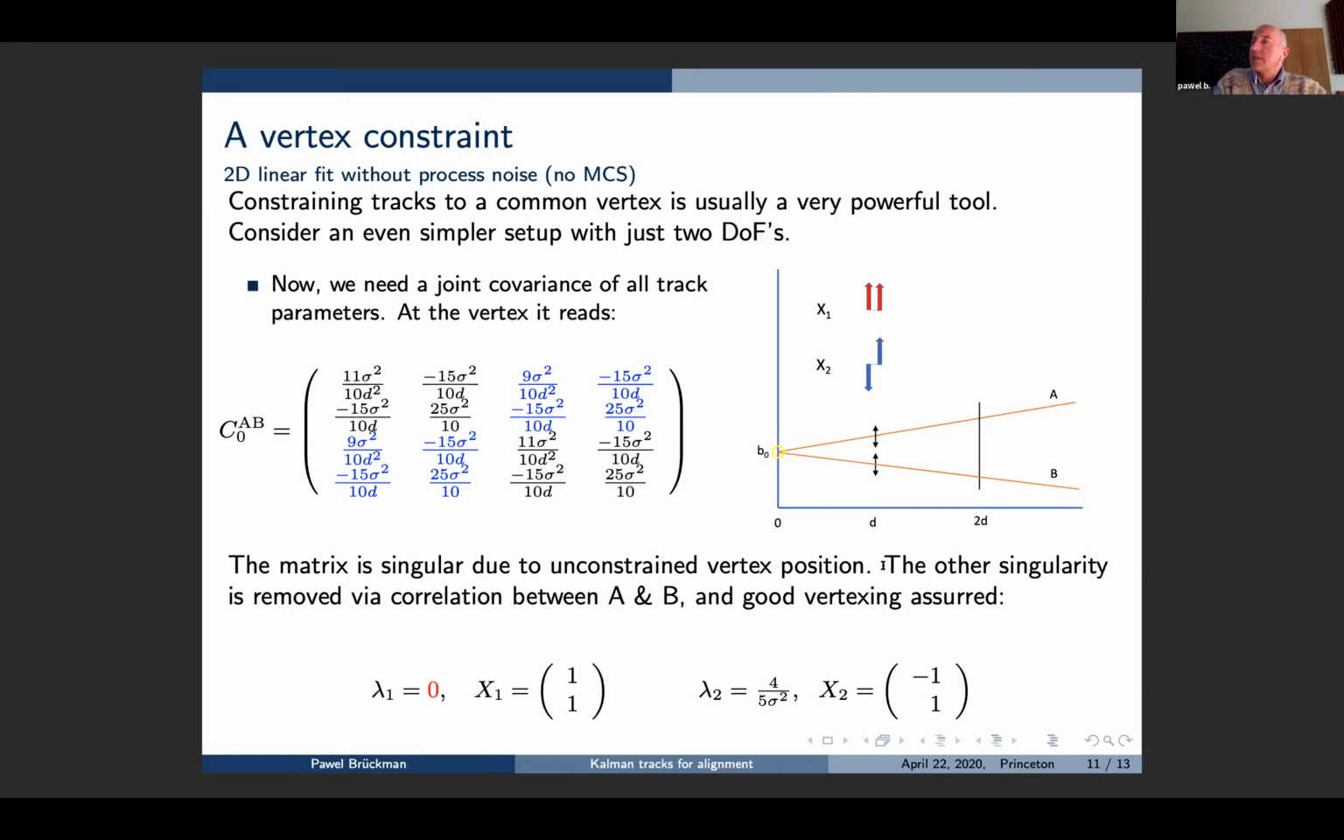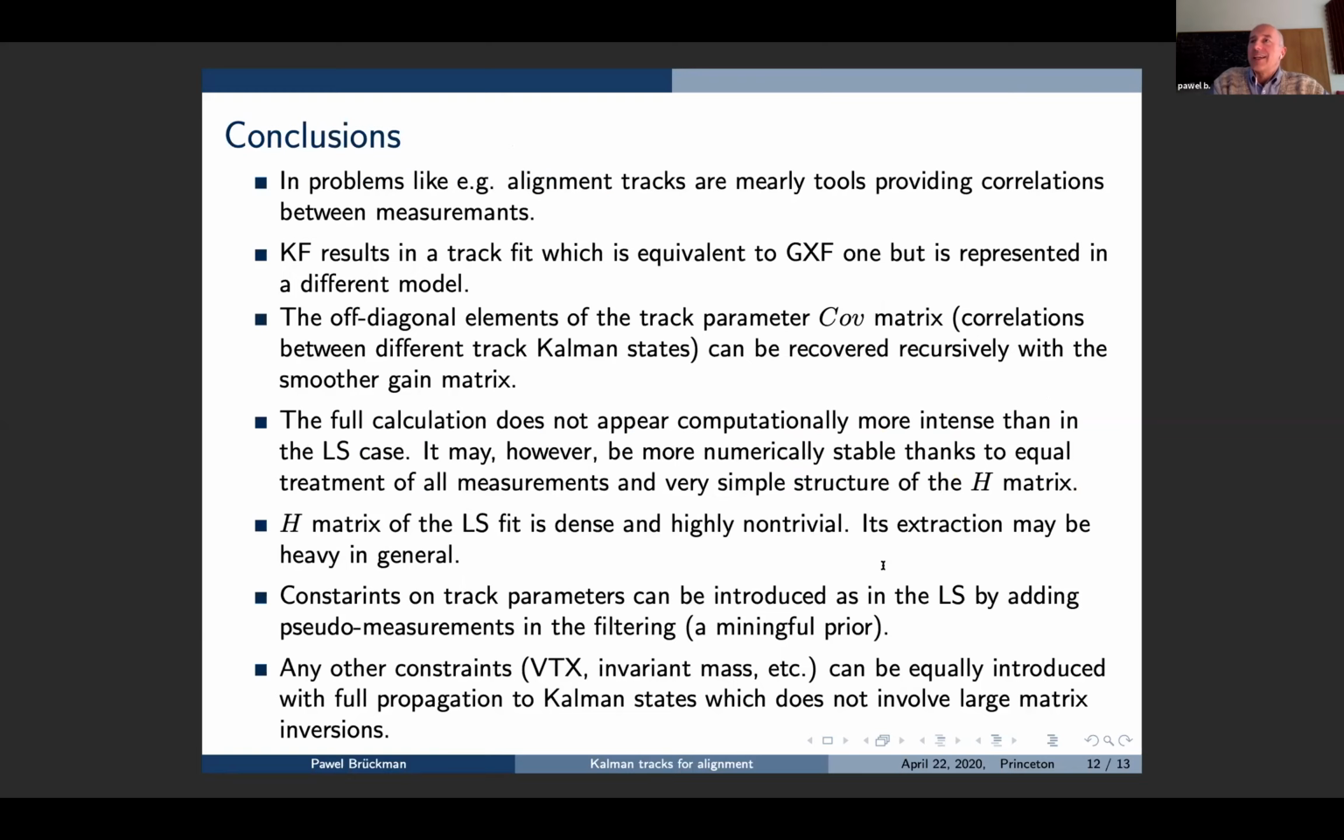Okay, and this brings me already to my conclusions. Let me summarize by saying that in problems like alignment, tracks are merely tools providing correlations between measurements. Kalman filter results in a track fit which is completely equivalent to the least squares one, but is represented in a different way. The off-diagonal elements of the track parameter covariance matrix are actually the typical argument, the difficulty in using those tracks.